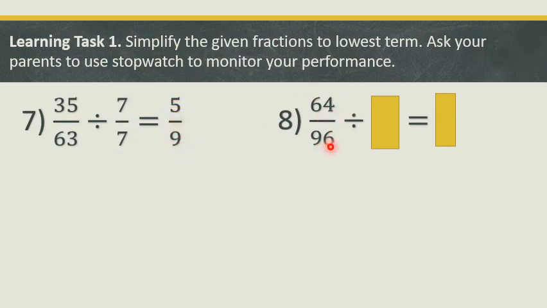So, 64 over 96, ang common factors nila is 32. So, 64 divided by 32 is 2. 96 divided by 32 is 3.